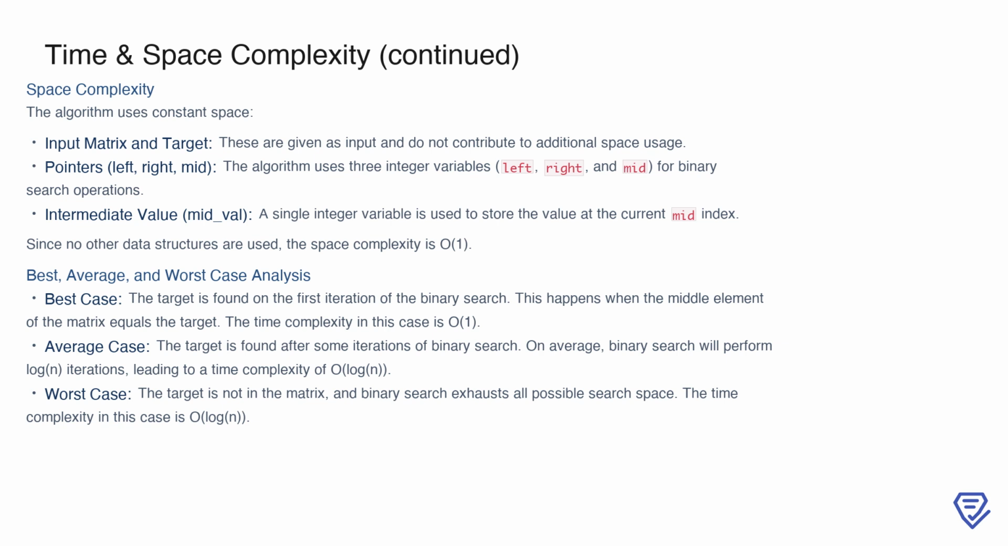When we consider the best, average, and worst-case scenarios, the time complexity remains consistent. In the best case, the target is located in the first iteration, which takes O(1) time. On average, the algorithm performs a logarithmic number of iterations, leading to O(log n) time complexity. In the worst case, the target is absent from the matrix, and the binary search exhausts all possible search space, which still results in O(log n) time complexity.